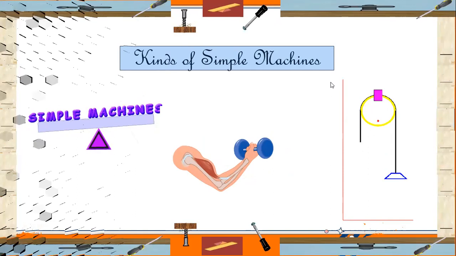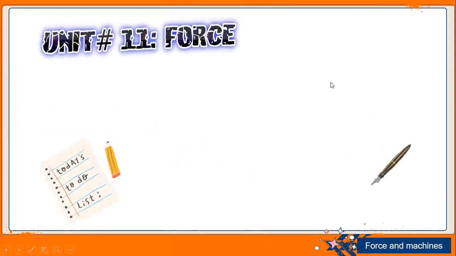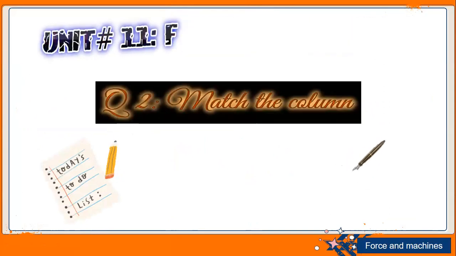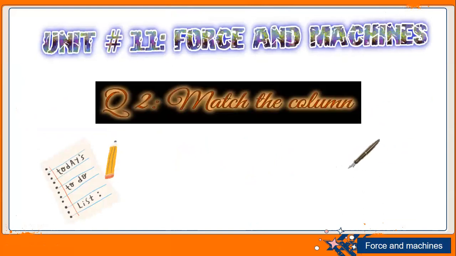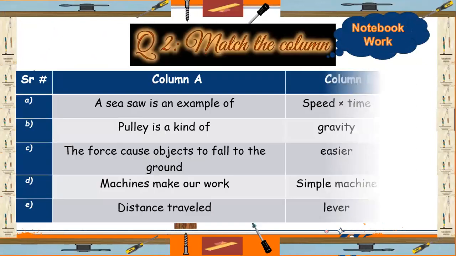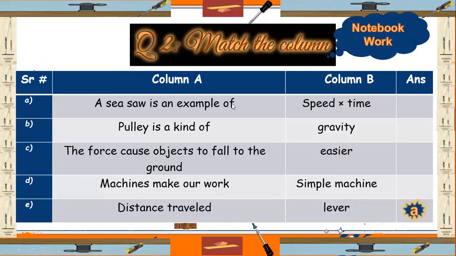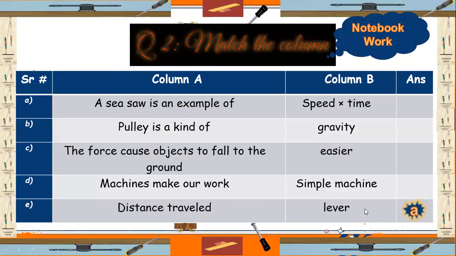These are the main parts of our lesson. Don't forget to do the practice activity which is on your book page number 86. Today's work is question number 2, match the columns. Students, match the columns as follows. It's notebook work. A seesaw is an example of a lever.